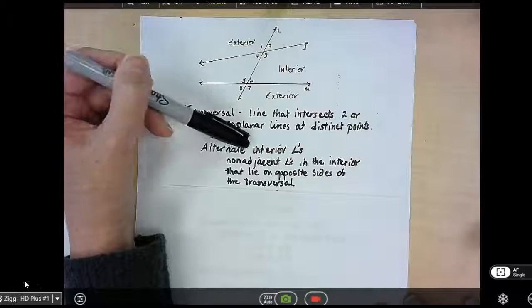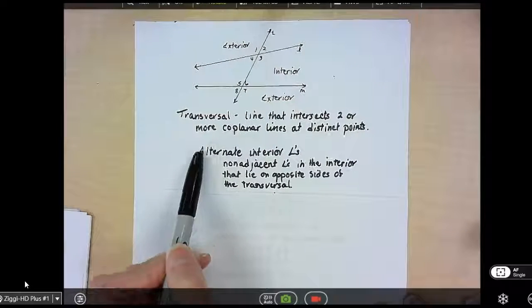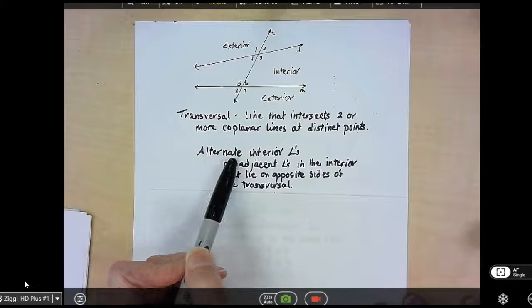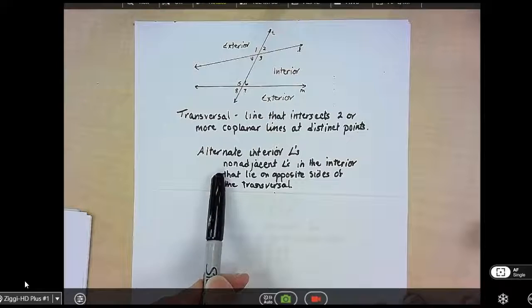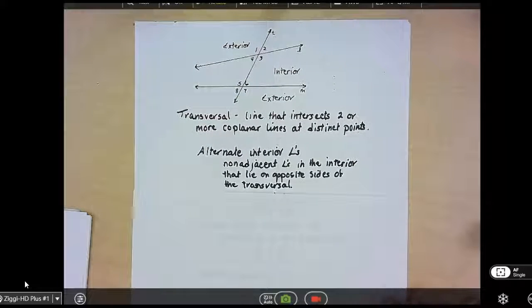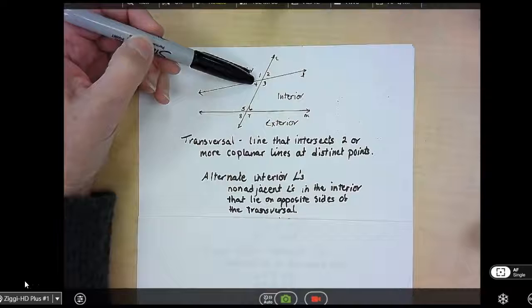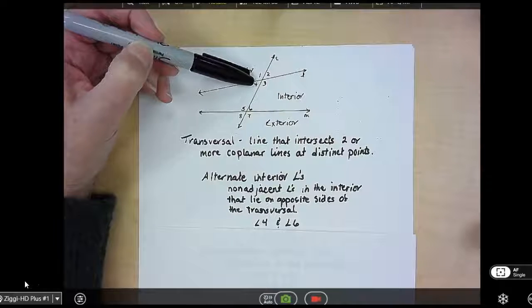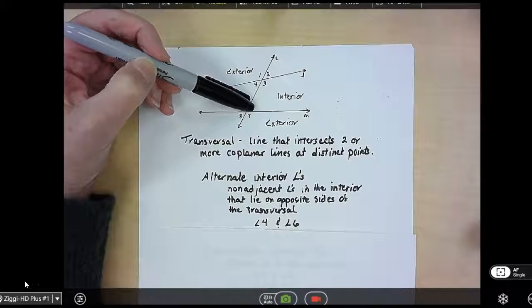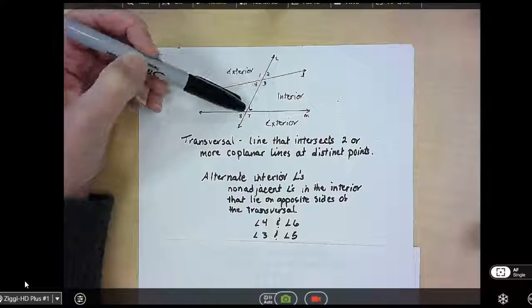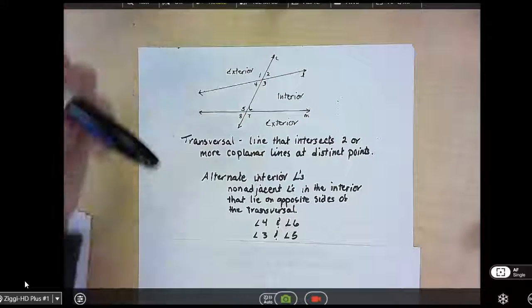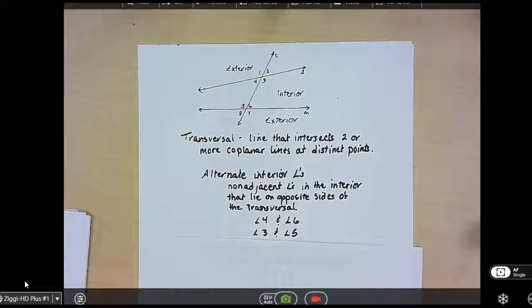An alternate interior angle does exactly what it says. It alternates sides of the transversal and it's in the interior. So these are non-adjacent angles in the interior that lie on opposite sides of the transversal. If we go up to the drawing, we're in the interior. If we look at angle 4, the alternate interior is angle 6. If we look at angle 3, the alternate side is 5, and those are my two alternate interior angles.